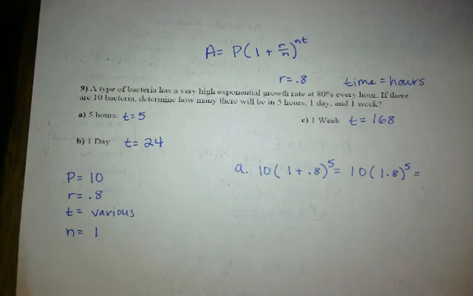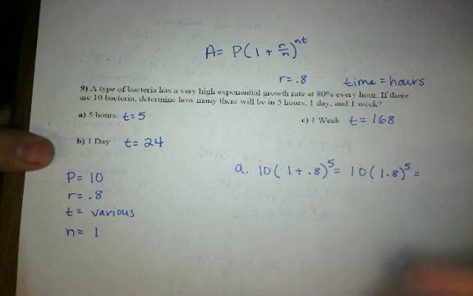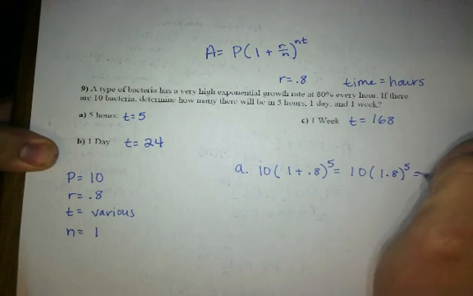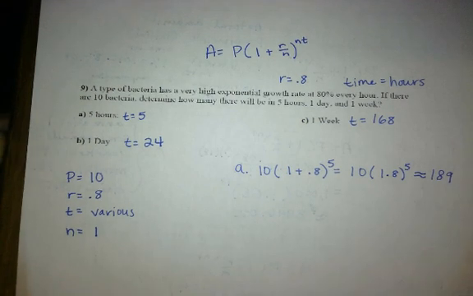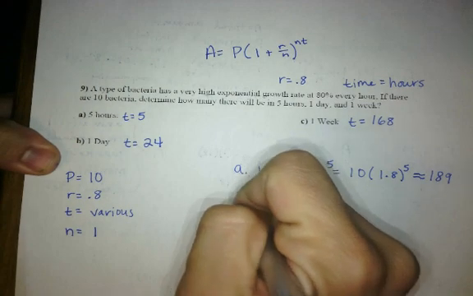So I'm going to put for my answer, I'm seeing that this is going to be approximately 189. Now the reason why we're going to say 189 for this one is because they say how many bacteria. So we want to approximate that there will be 189 bacteria. 188.96 is very close to 189. So now we do that for B.